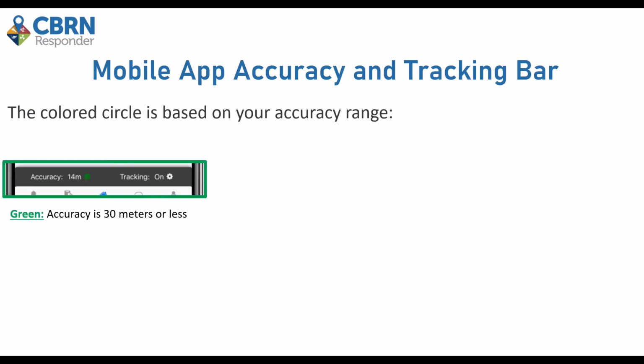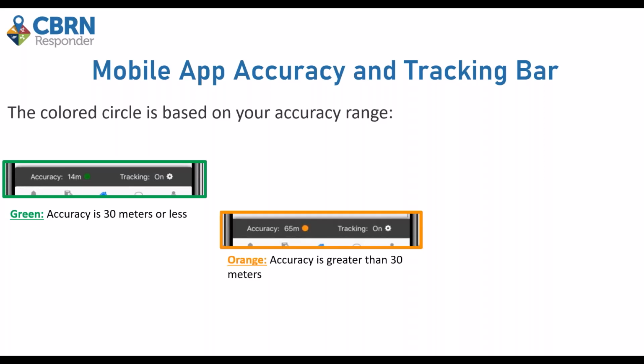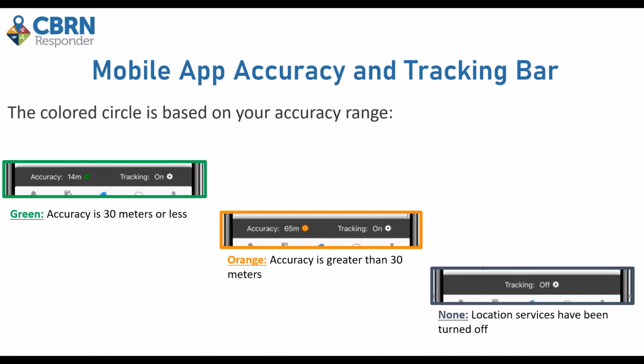The colored circle that you see is going to be based on your accuracy range. So if you see a green dot, this means your accuracy is 30 meters or less. If it's an orange dot, it's going to be greater than 30 meters. And if you don't see accuracy at all, this means that your location services have been turned off. So because we're not getting your location, we're not able to report your accuracy as well.